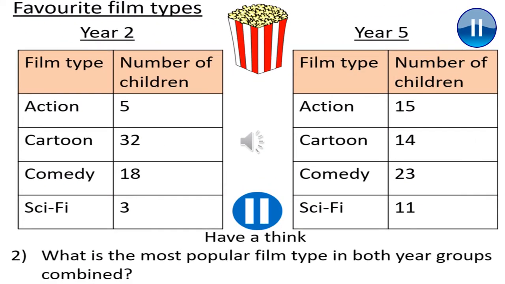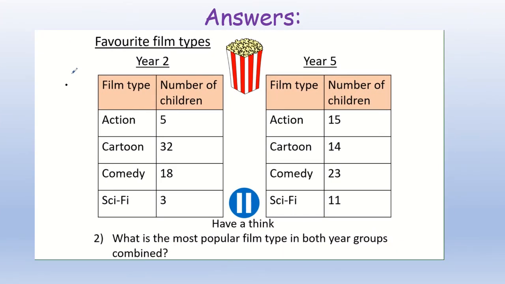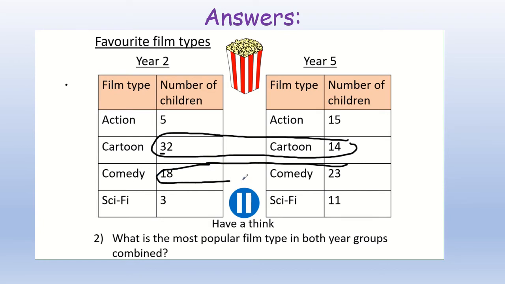Using the same tables, can you answer the following question? What is the most popular film type in both year groups combined? So for this question, we need to look at the most popular film in each year. So for Year 2, cartoons were the highest vote. So we'll look at the cartoons for both. But in Year 5, comedy came out higher. So we need to look at comedy for both. We don't have an answer yet because it said the most popular combined.